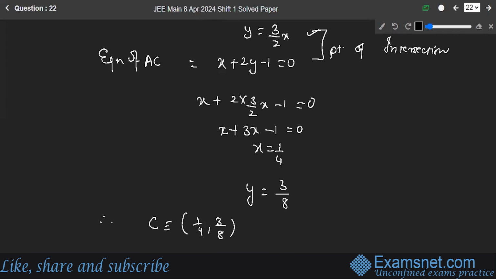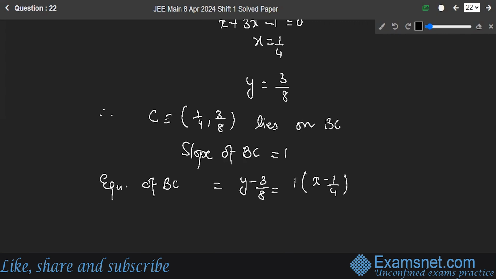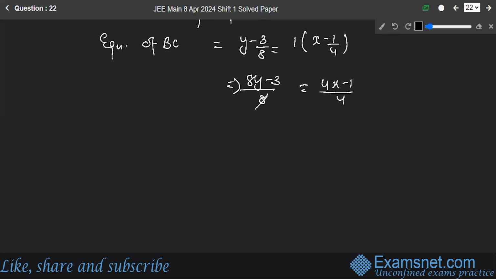Okay, now this C point lies on BC, and I already have the slope of BC. We calculated that, that's equal to 1. We can easily frame the equation of BC now. So this will be given by y − 3/8 = 1(x − 1/4), or (8y − 3)/8 = (4x − 1)/4, or this will be 8y − 3 = 8x − 2, or you have −8x + 8y − 1 = 0.